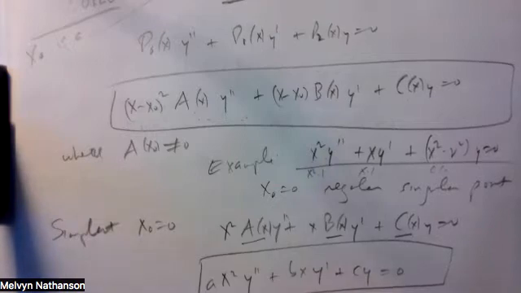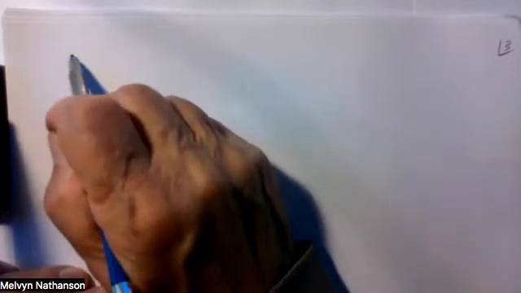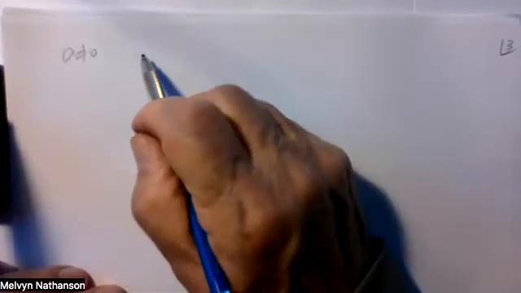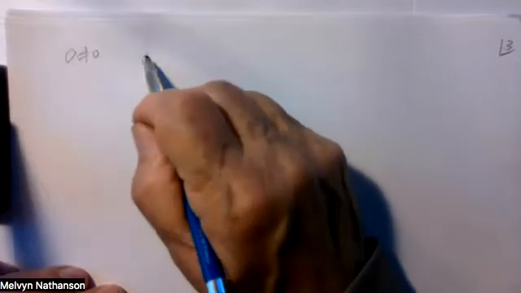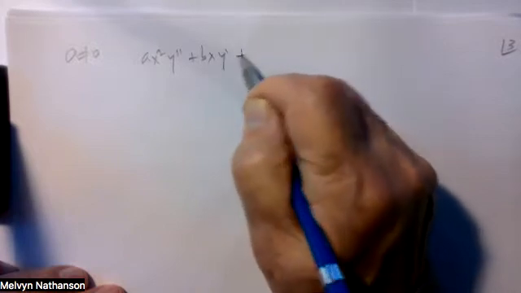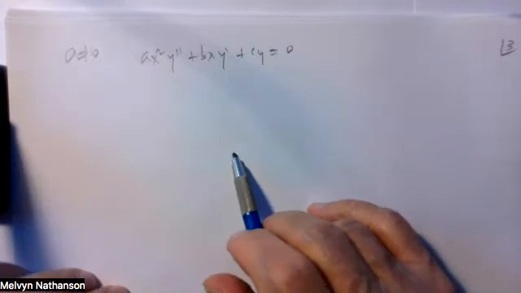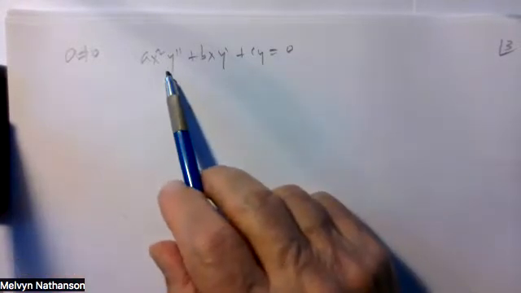That's pretty good. So this is our mission. A is different from 0. B and C can be any constants. A x squared y double prime plus b x y prime plus c y equals 0. And what do we know about solutions of this?